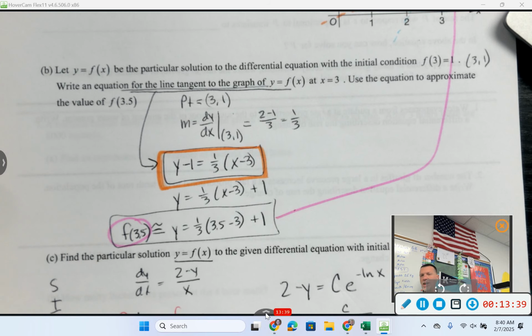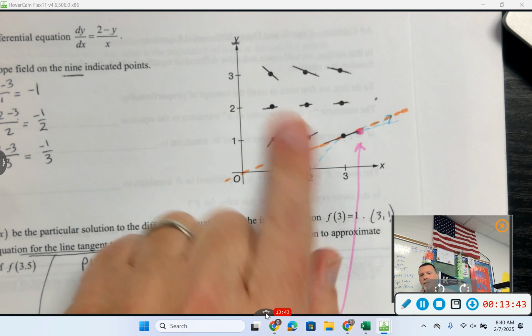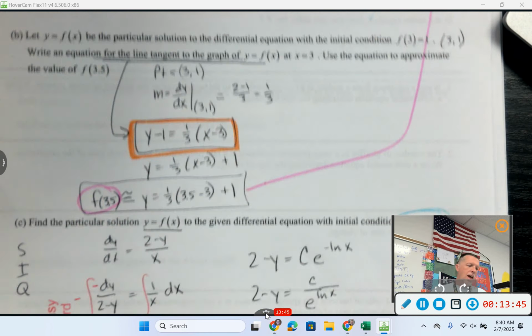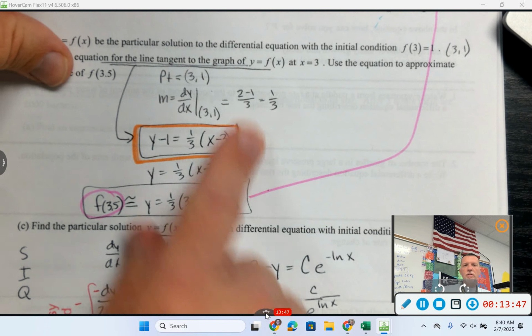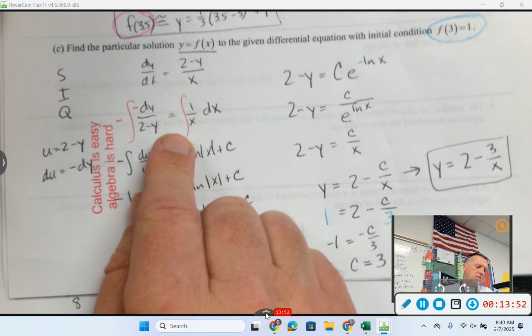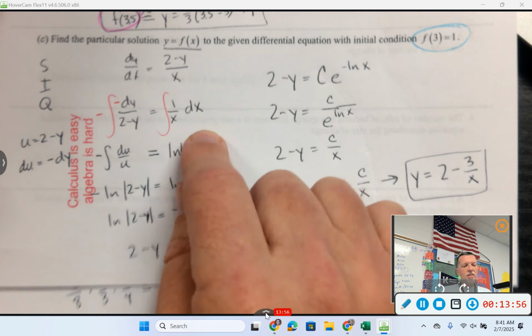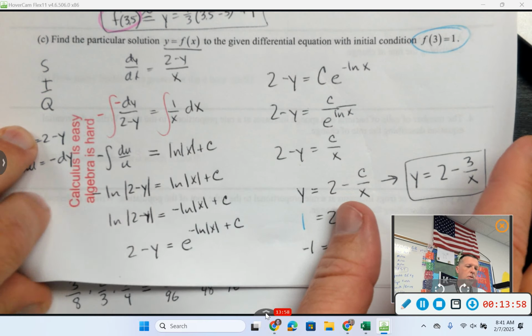That's probably an old AP test question, honestly, because they like to do those where you graph the slope field. That's pretty easy. Ask some random question where you use a derivative and use some other information, and then solve the differential equation. That's what we did Monday and Tuesday. So this is a good example of kind of putting it all together.